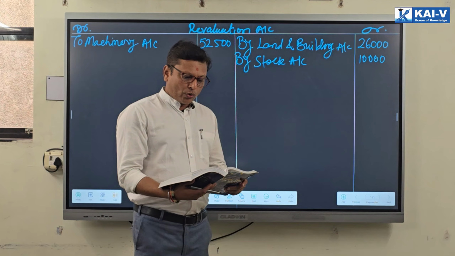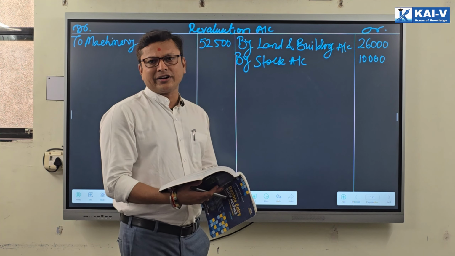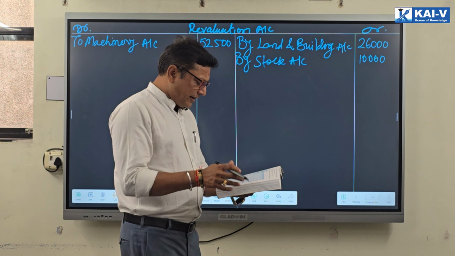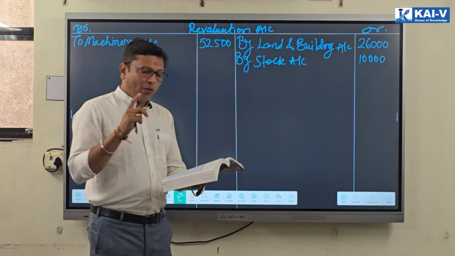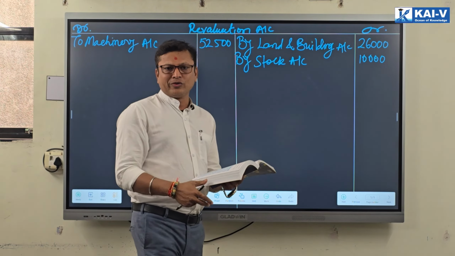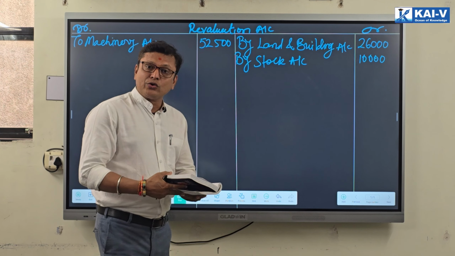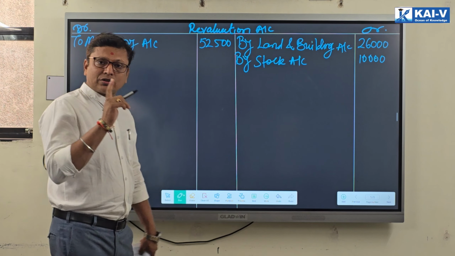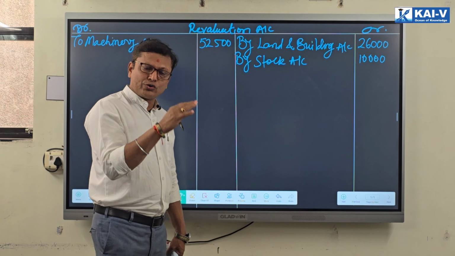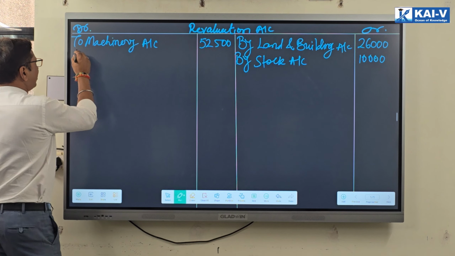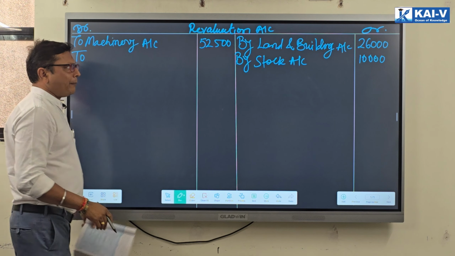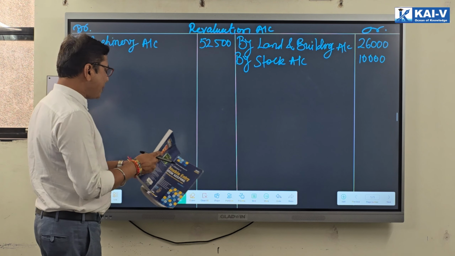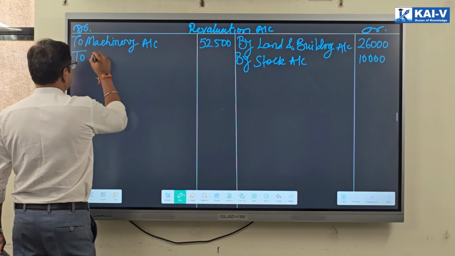Now next is provision for doubtful debts to be created on sundry debtors at 5%. The value of debtors given in the books is 1 lakh rupees, and we have to make a 5% provision on it. That means debtors will be reduced by 5% because we feel that those debtors are not going to pay. So it's a loss to the business. The asset will reduce, and that is why we're going to debit the revaluation account by 5% of debtors. Debtors value was 1 lakh rupees. 5% of 1 lakh is 5,000. So we're going to write it here.